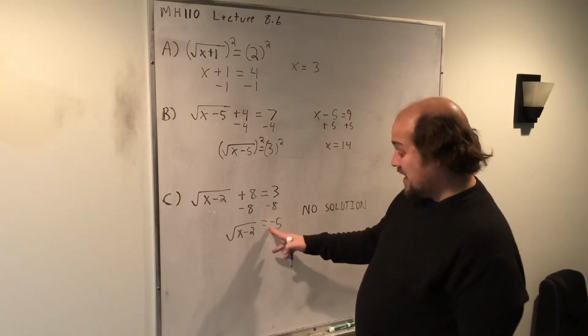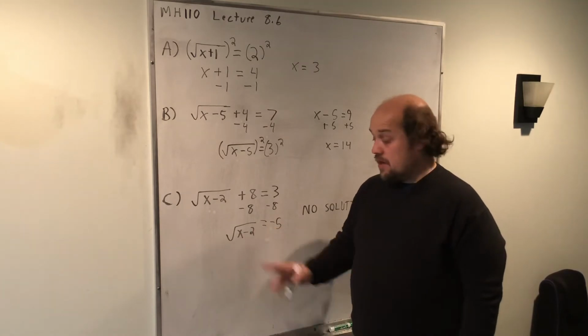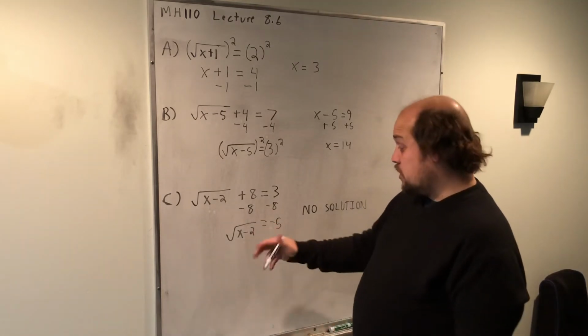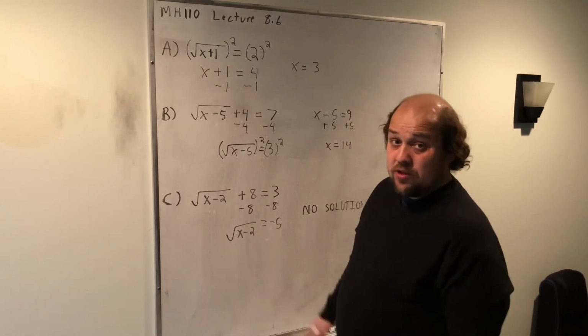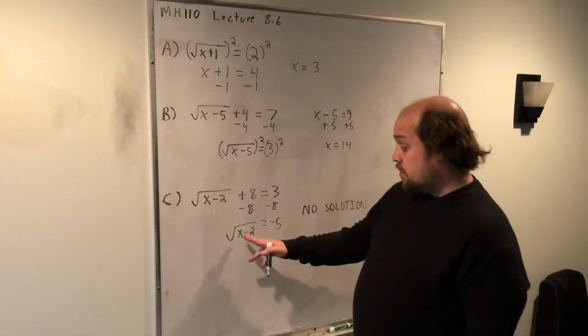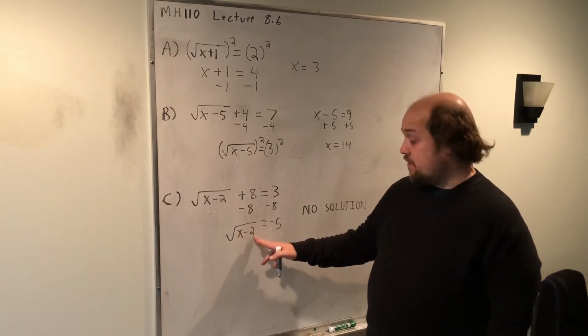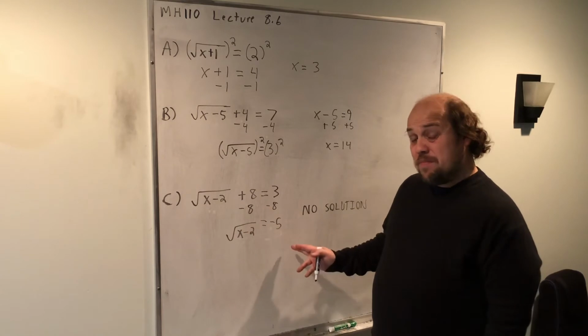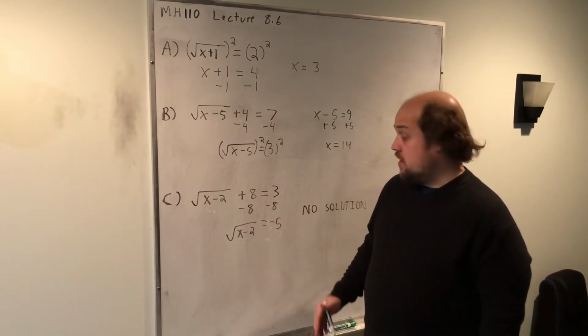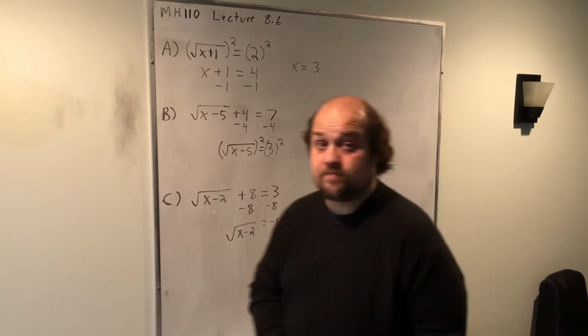If I didn't recognize that this was a negative being set equal to a root, I could have squared both sides. I'd get x minus 2 equals 25, and then it would look like x equals 27. But if I put 27 in here, 27 minus 2 is 25, and the root of 25 would really be positive 5, not negative 5, the way that we've been working with it.